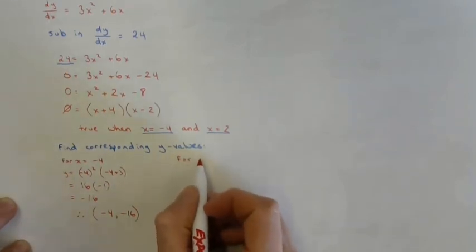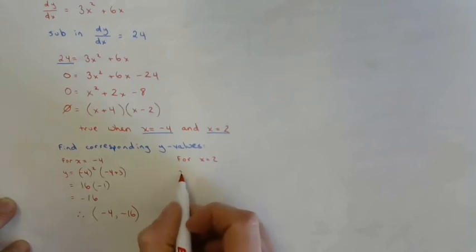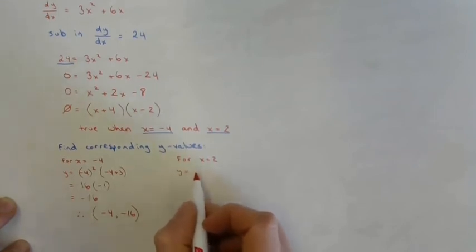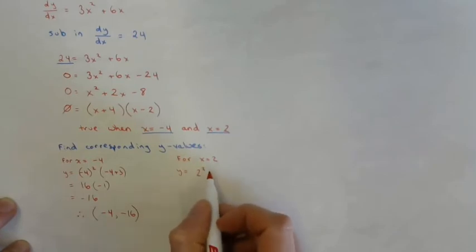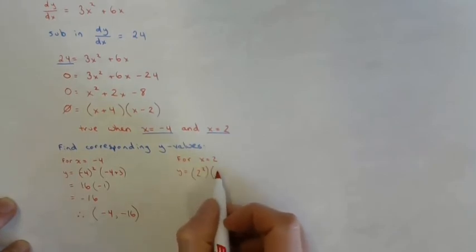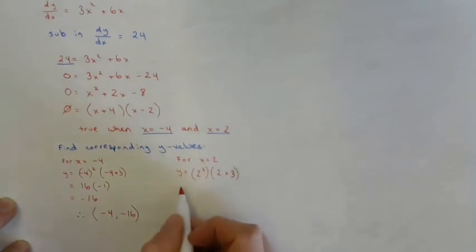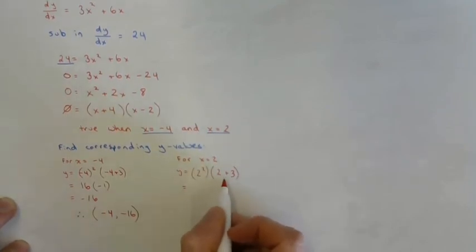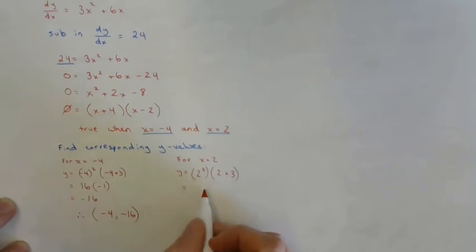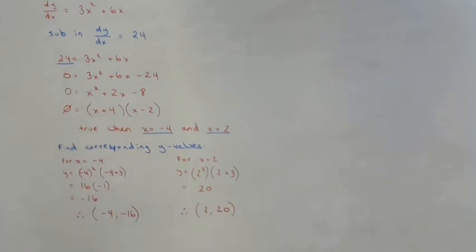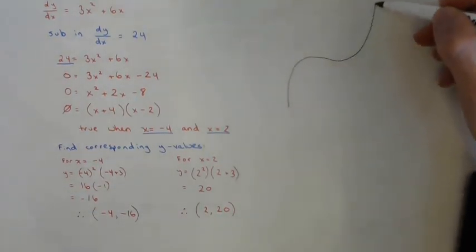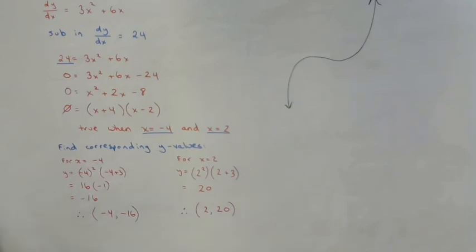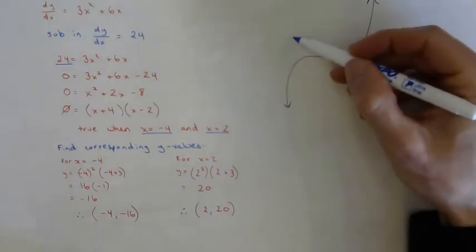And over here we'll do for x equals 2. Again, sub it into the original. So that's y equals x squared times (x plus 3). So I got 2 squared, I'm going to bracket it even though you don't need to, and in the next bracket, 2 plus 3. 2 squared is 4. 2 plus 3 is 5. 4 times 5 is 20. Which gives us the next point, (2, 20). Okay, these are the 2 points along this cubic that have a slope of the tangent of 24.